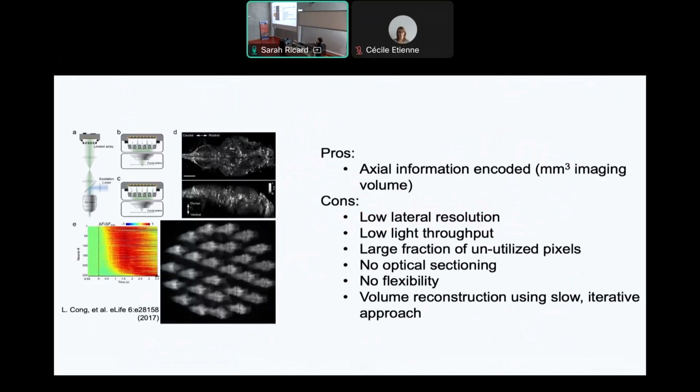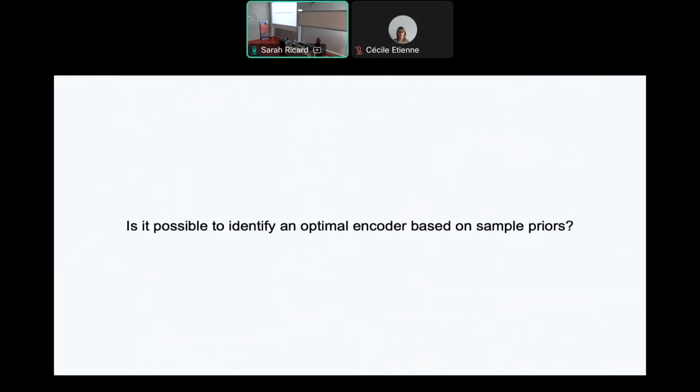So how do I go from my 50 images of a cell back to one image? And that's the computational decoding part. And one of the questions is, what is the optimal way to encode information? Like, how do I decide how to encode the information from my sample onto my detector?